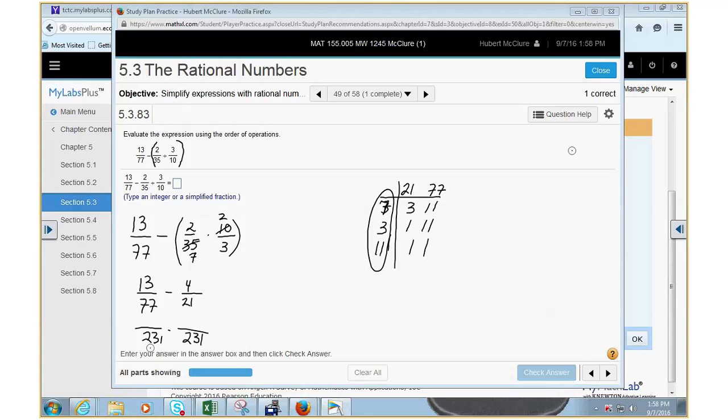77 will go into 231, take the 77 out, how many times? 3 times. 3 times 13 is 39. 21 will go into 231, how many times? 11 times. 11 times 4 is 44. What is 39 minus 44? Over 231.